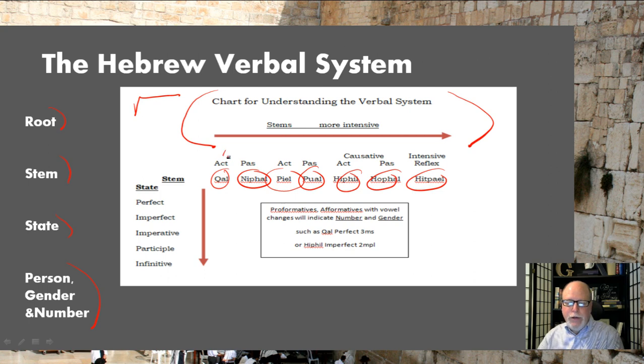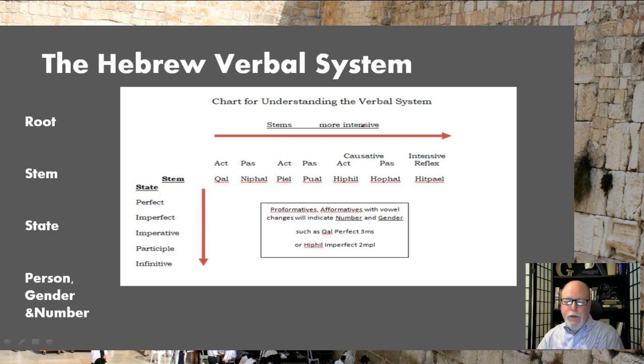The second would be to understand what stem this is in. Also remember that these are active or passive depending upon how they are vocalized, both with preformatives, afformatives, and vowel inflection internally. Then the following, of course, was the state. And here we have the indication of those as the perfect, imperfect, imperative, participle, and infinitive. And so this chart gives us a great visual to understand how this is all put together.